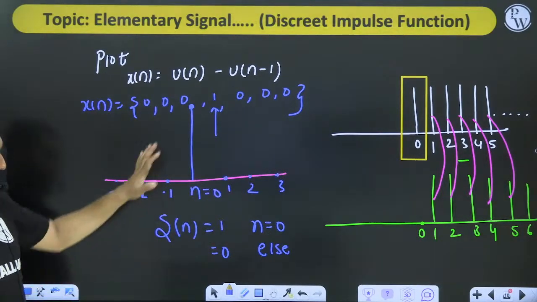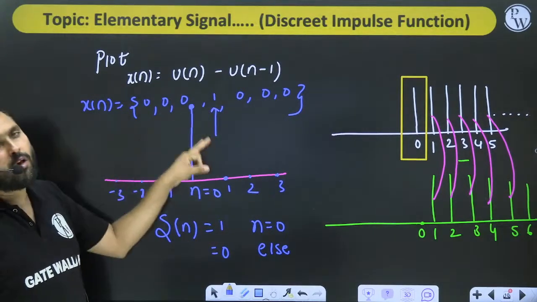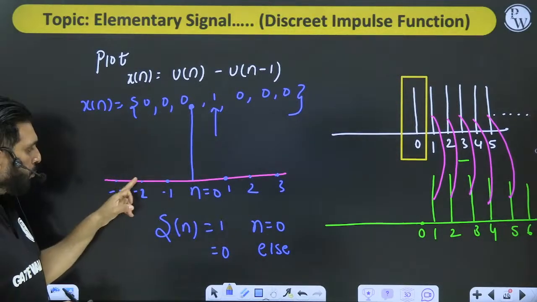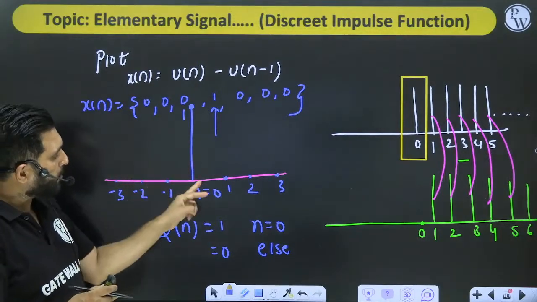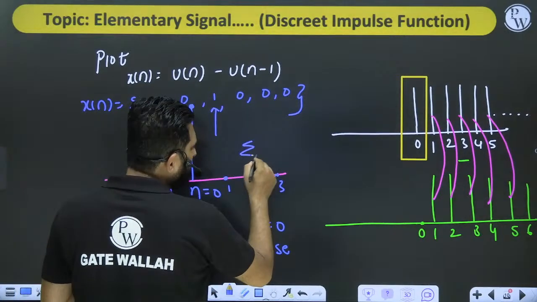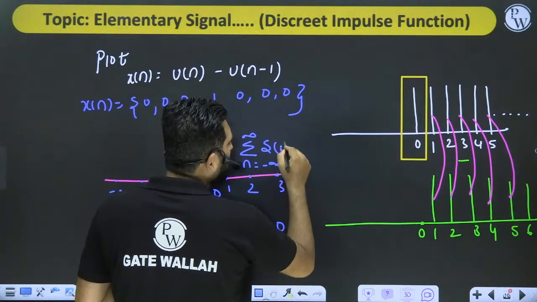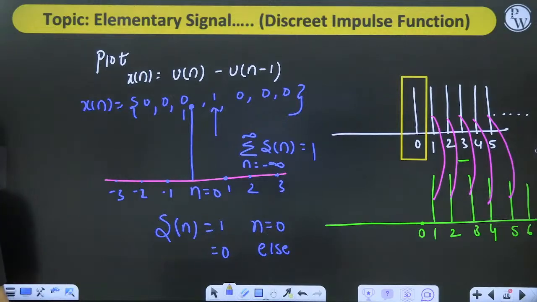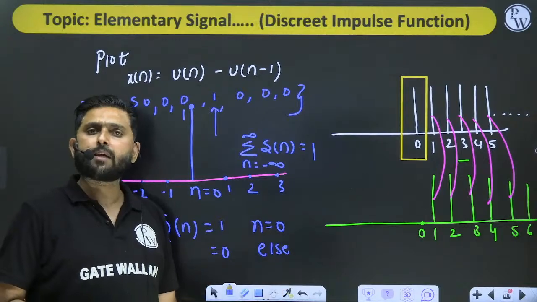So this is the discrete x[n] which is present. Also, listen carefully, if you add all the sample values, 0 plus 0 plus 0 plus 1 plus 0 plus 0 plus 0, then surely you will get 1. It means the summation from n equal to minus infinity to infinity of delta[n] is equal to 1. If you add all the sample values of this function, then it is equal to 1.